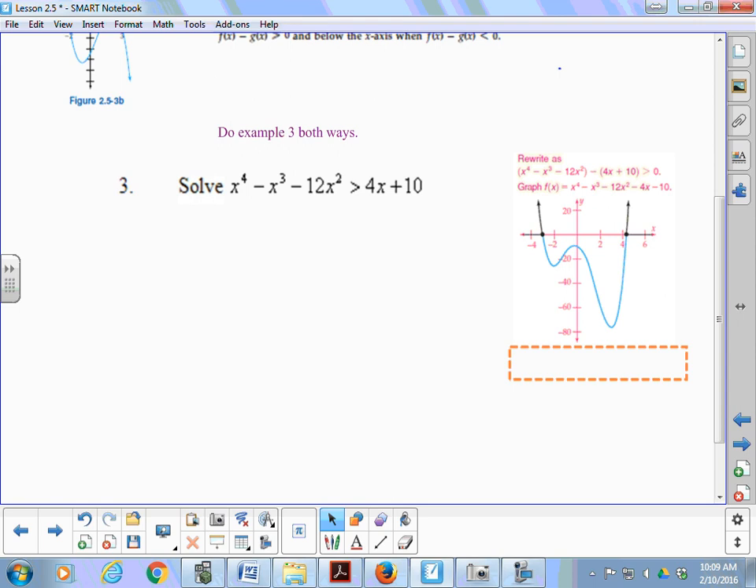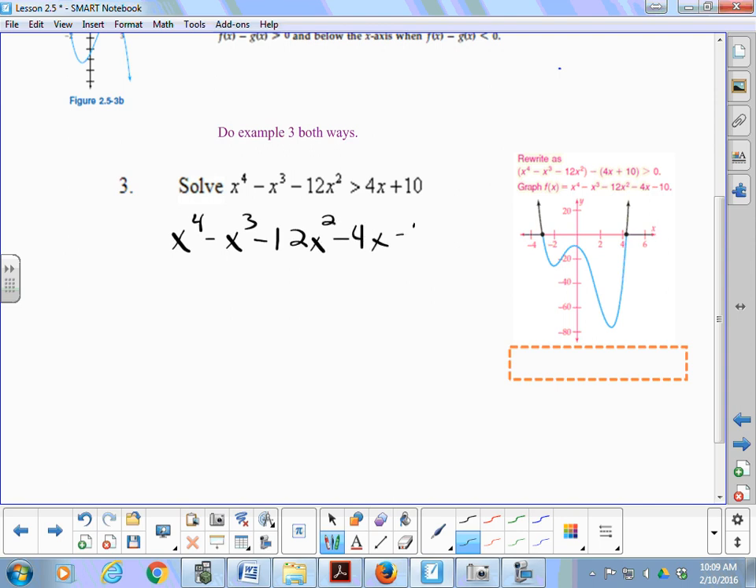So graph it on your calculator. Do an x-intercept method, which means we're going to put everything on the same side. So x to the 4th minus x cubed minus 12x squared minus 4x minus 10 is greater than 0. All right.